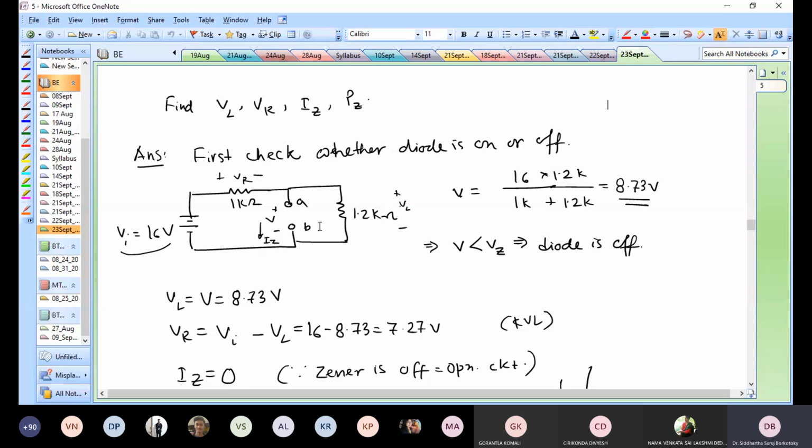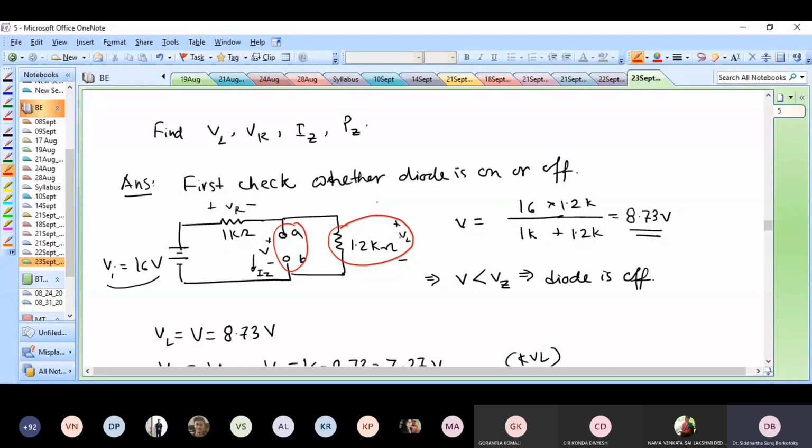For that, we already know how to do that. That voltage V is what? That voltage V is equal to the voltage across this 1.2 kilo ohm load resistor, right? So the voltage across A and B would be the same as the voltage across the 1.2 kilo ohm. That's a property of any parallel connection.